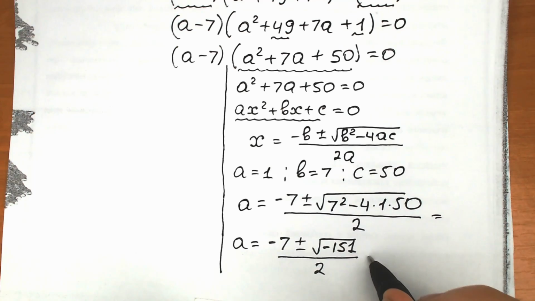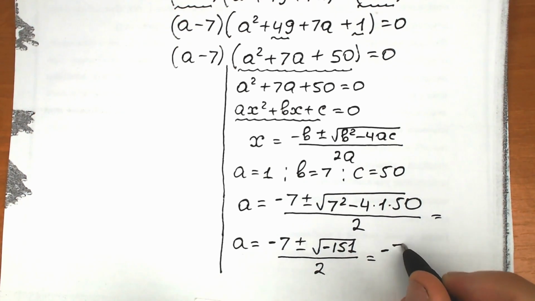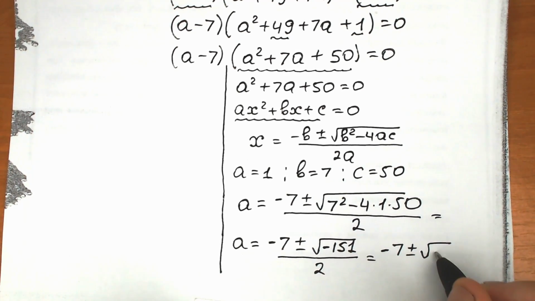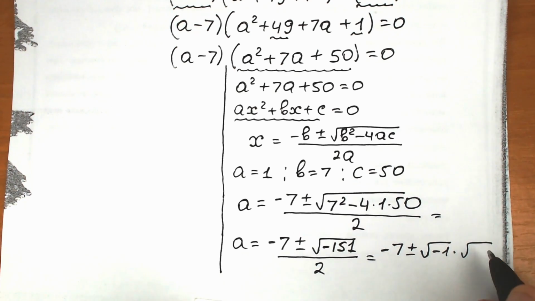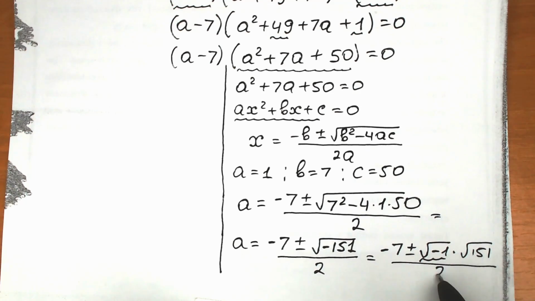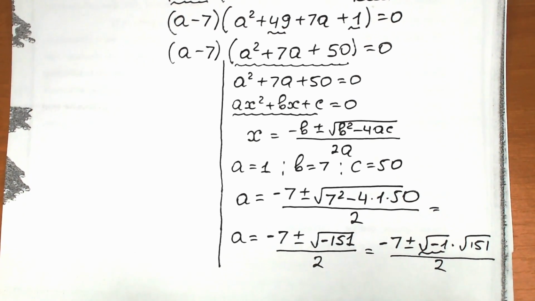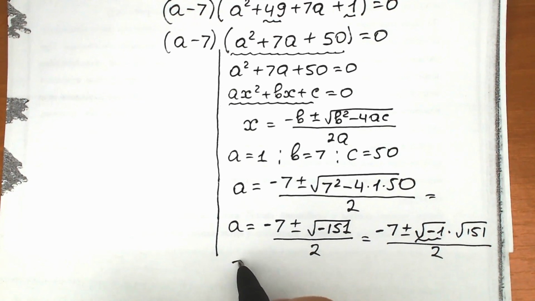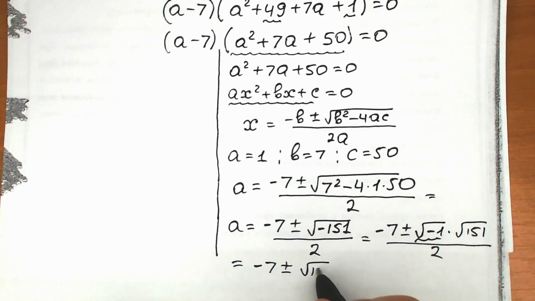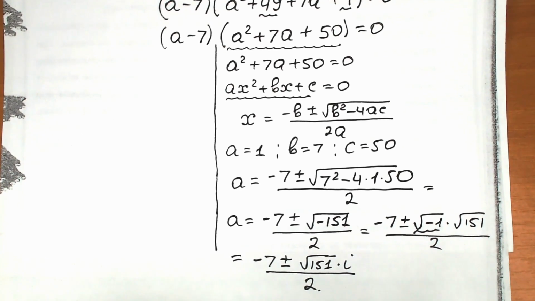And let's write this complex unit. So we have minus 7 plus minus square root of minus 1 times square root of 151, and right here we have our complex unit, all over 2. As a result, we can write our root, which is equal to minus 7 plus minus square root of 151 times i, and all over 2. So right here we have 2 complex roots and 1 real root, and let's find this root.